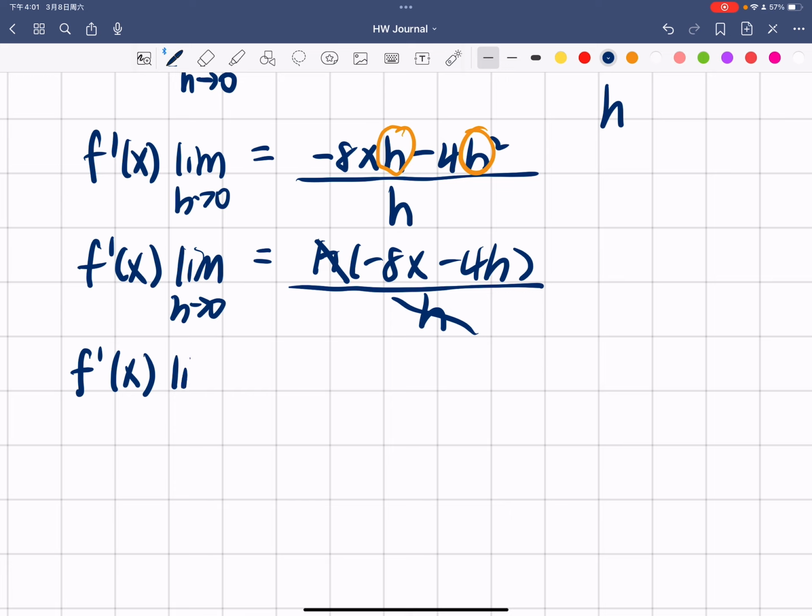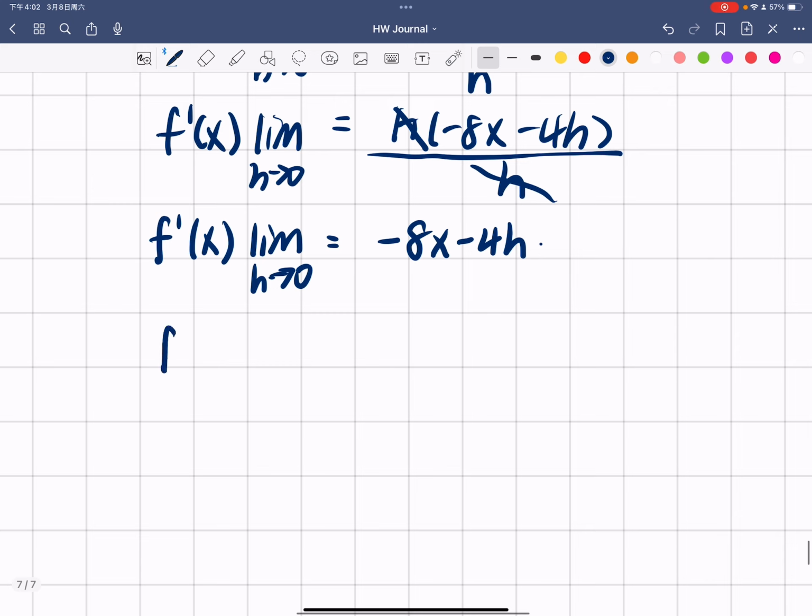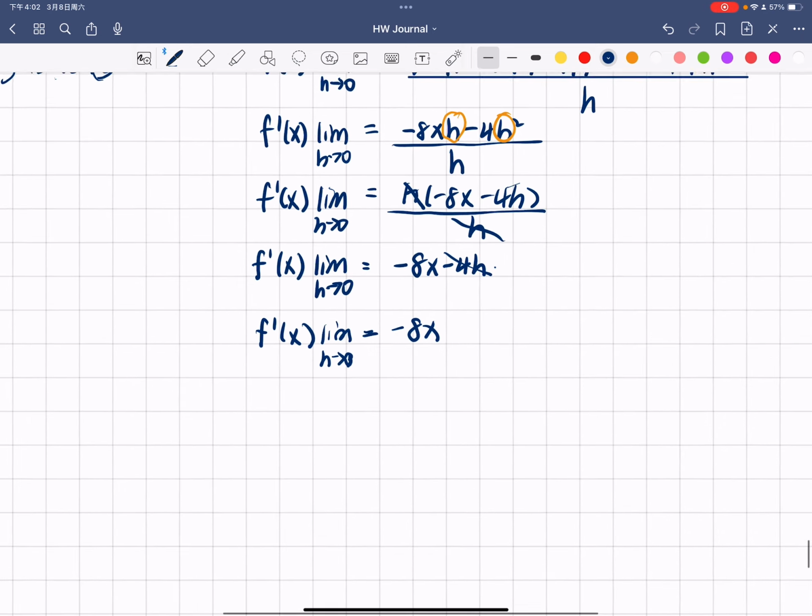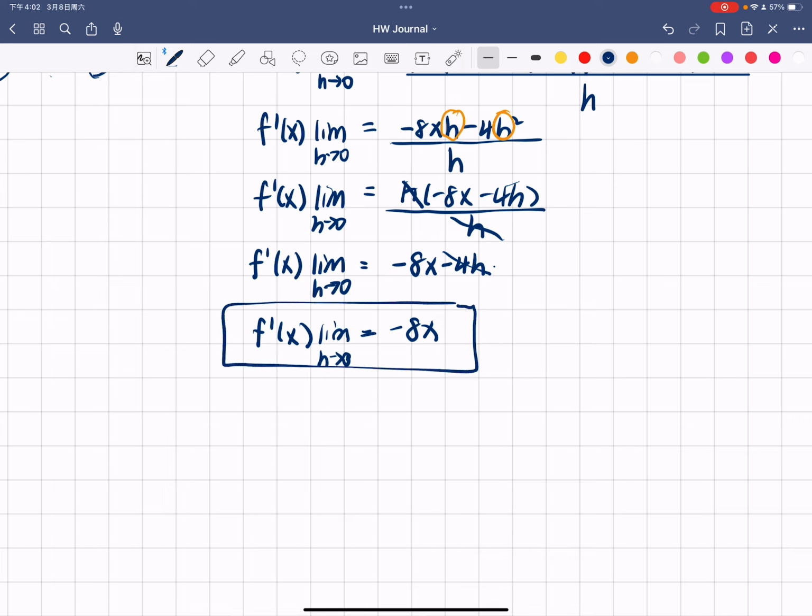Then we can cancel h in both the numerator and the denominator. F prime of x, limit as h goes to 0. So what we're left with is negative 8x minus 4h. In this case, we already know that h is approaching 0, so we can simply substitute 0 for h. So the final function that we have received is negative 8x, because negative 4 times 0 is always 0, so there's nothing left. So this is our final answer, negative 8x.